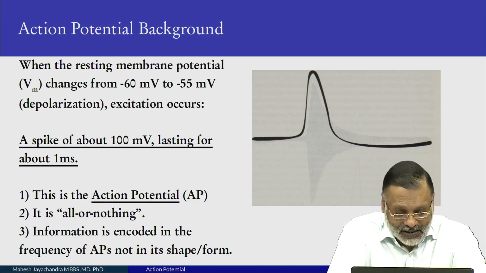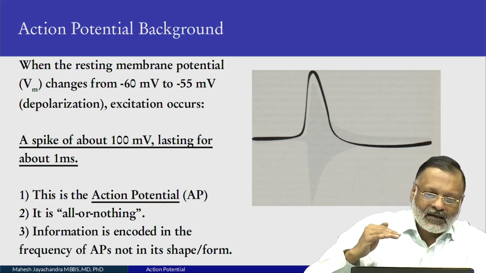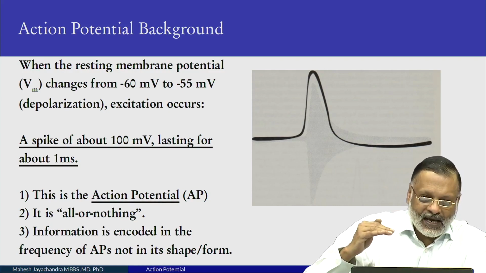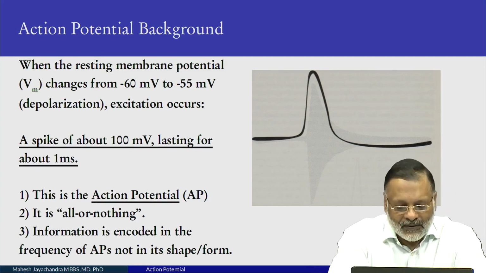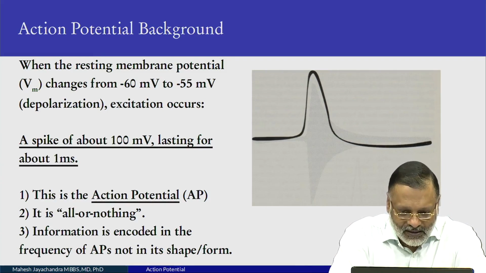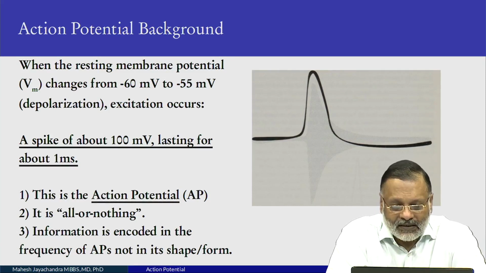So this is the action potential, and the first thing is it's all or nothing. When the membrane threshold is reached, then you have the spike. It's invariant, and the information is coded in the frequency, the number of spikes which occur. It's not coded in its shape or form. Okay, so this is the critical point to note: the information of an action potential is coded in its frequency, and it's all or nothing. It occurs when the membrane potential reaches the threshold, right?